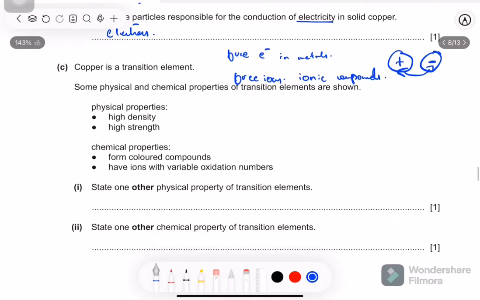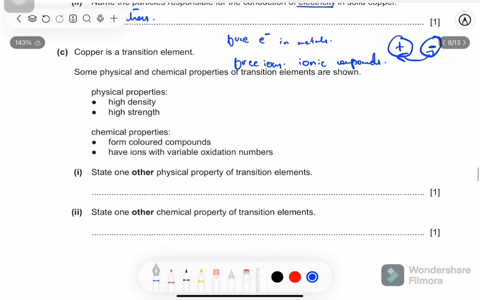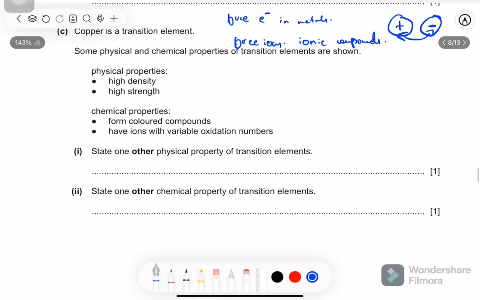Next, copper is a transition element. Some physical and chemical properties of transition elements are shown. Physical properties: high density, high strength. Chemical properties: form colored compounds, have ions with variable oxidation numbers. State one other physical property of transition elements. For this reason, you have to have at least 3 properties memorized, because when they give you these two, they are asking you for another, not from this. So high melting point.